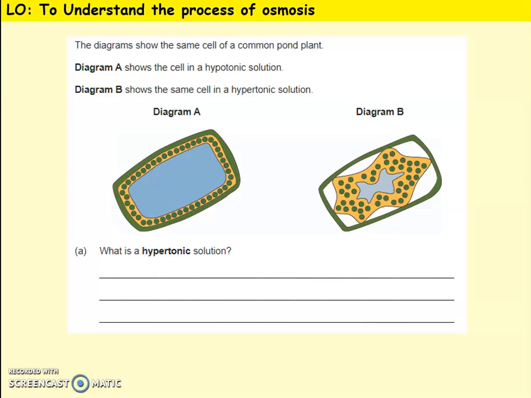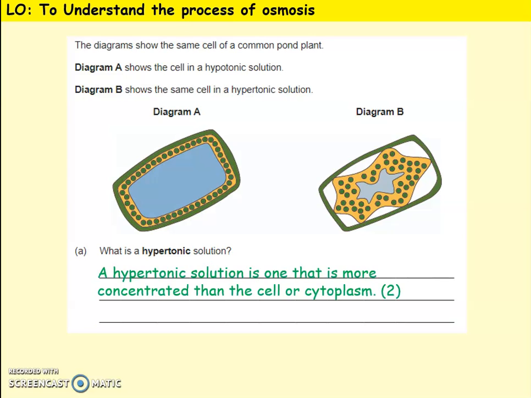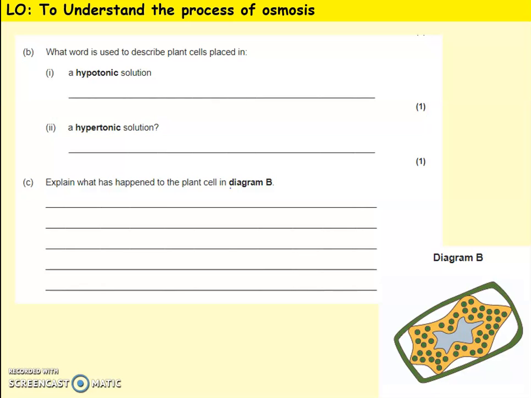Okay, great. So a hypertonic solution is one that is more concentrated than the cell or the cytoplasm, and that would get you 2 marks. Well done if you got that right. So here, what word can be used to describe a plant cell placed in a hypotonic solution? Any ideas? Pause the video now and have a go at these questions.